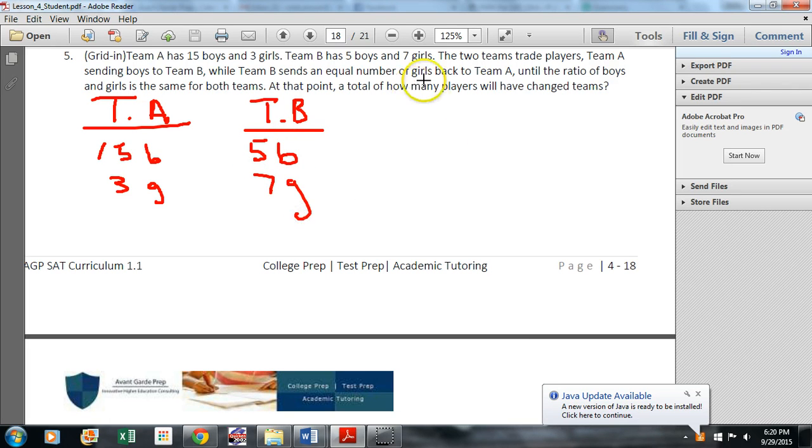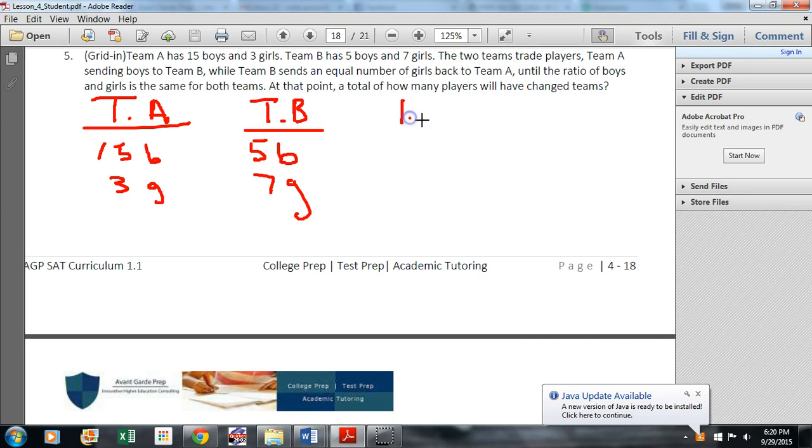It says the two teams trade players. Team A sends boys to Team B, while Team B sends an equal number of girls back to Team A, until the ratio of boys and girls is the same for both teams. At that point, a total of how many players will have changed teams? We'll take this one at a time.